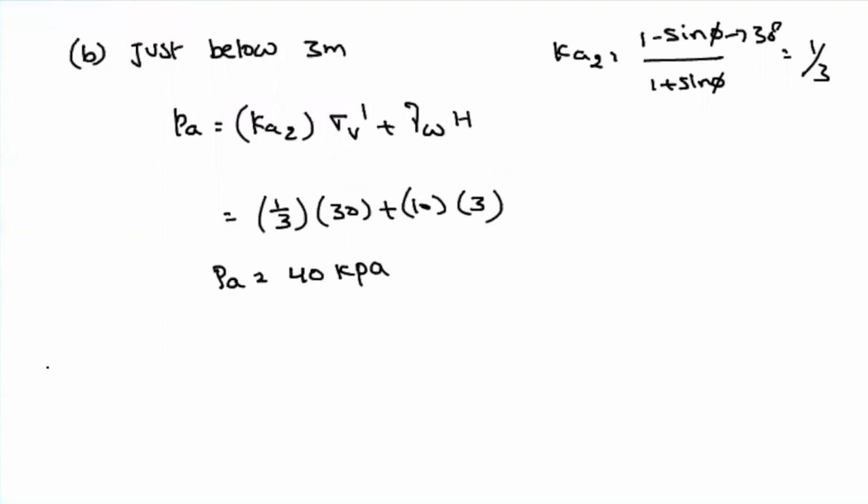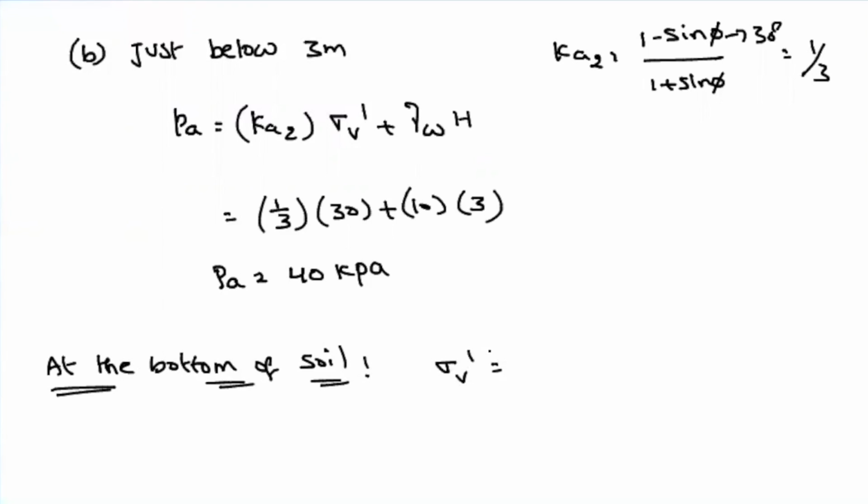Similarly, at the bottom of soil, what about the vertical stress? Vertical stress will be equal to the effective stress up to 3 meter, 20 minus 10 into 3, plus below the 3 meter, the effective stress, 18 minus gamma W, into the depth 2. If you solve this, we are getting around 46 kilonewton per meter square.